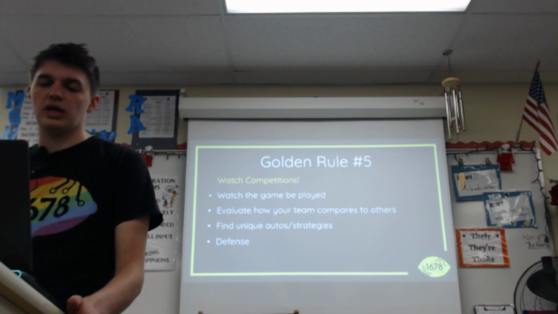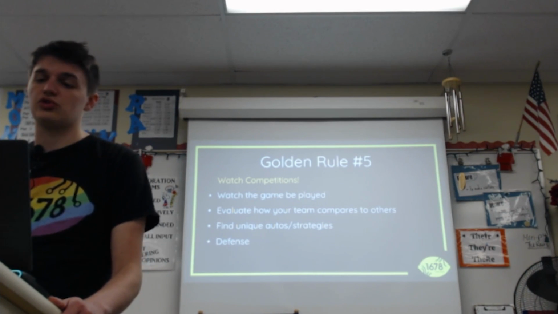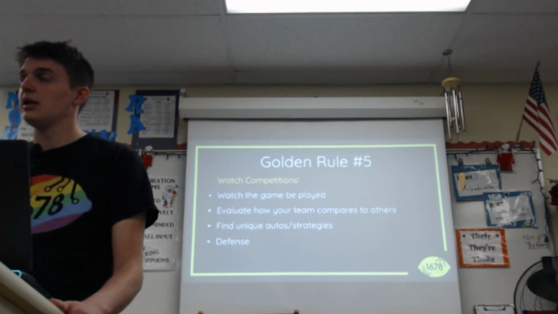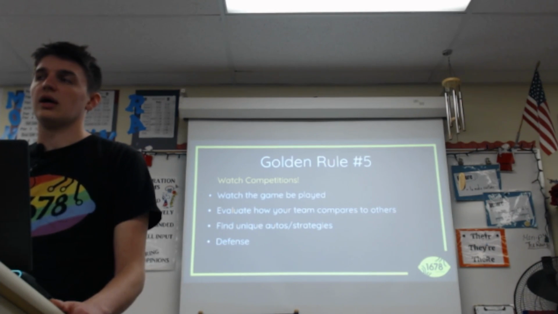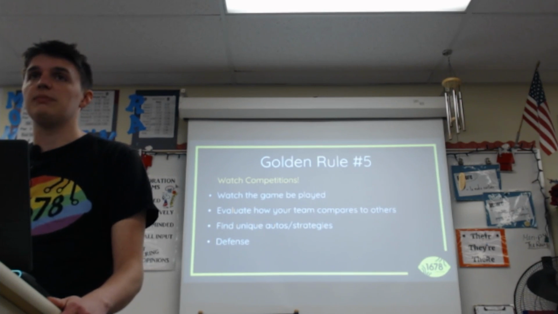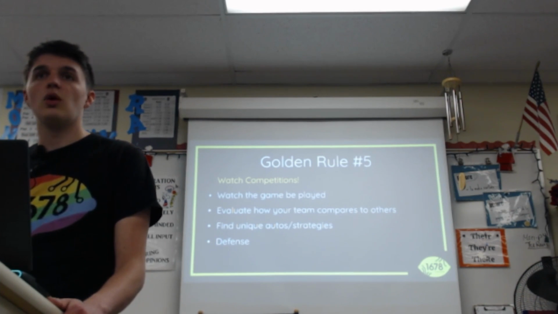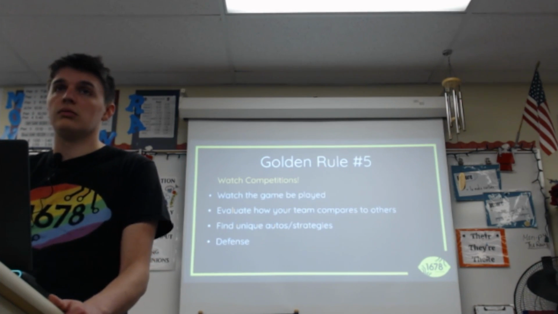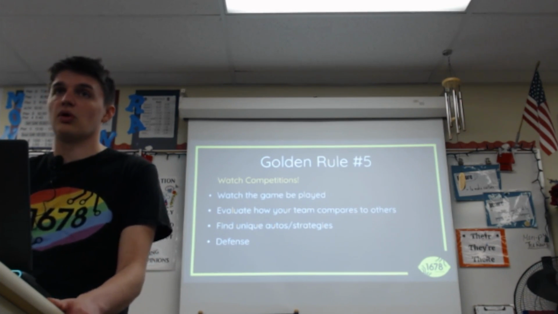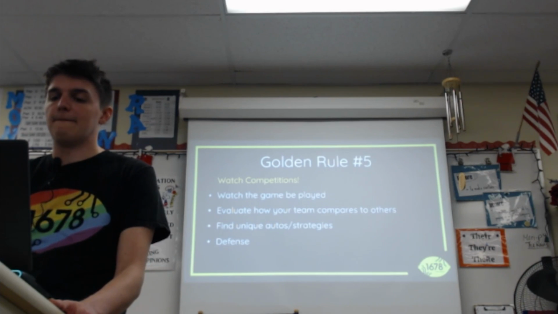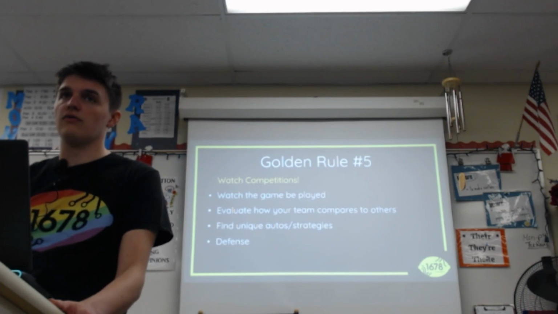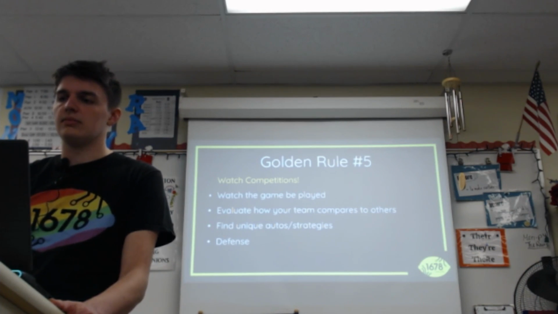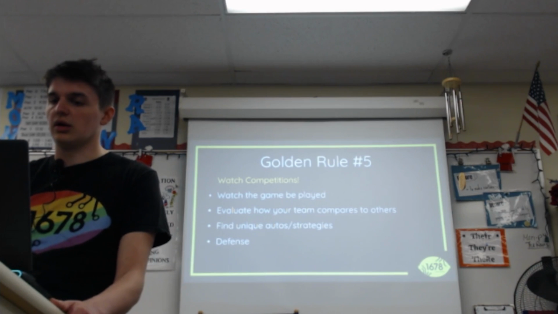And then also it helps find unique auto strategies and the most effective ways to play defense. This year, starting week 1, there were a lot of people that had 2 offensive bots and 1 defender. At the end, no one had a defense bot unless they broke. And so seeing that evolve and seeing how effective that could be is just a really useful tool.